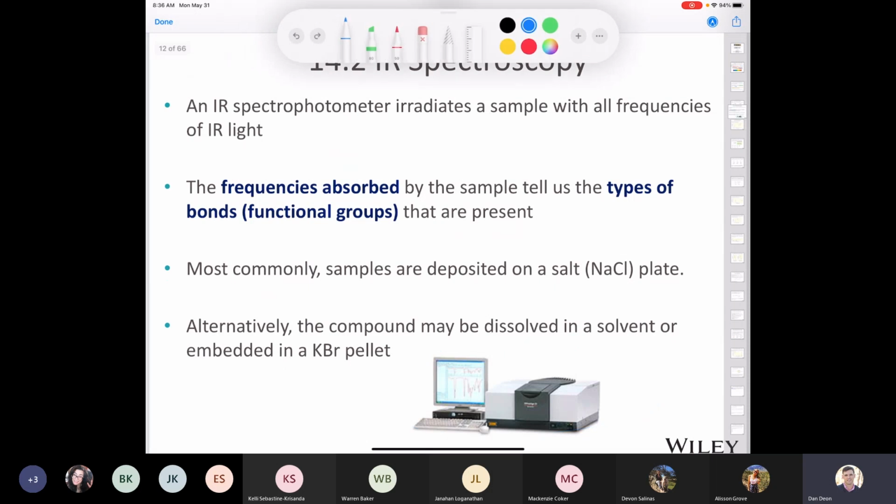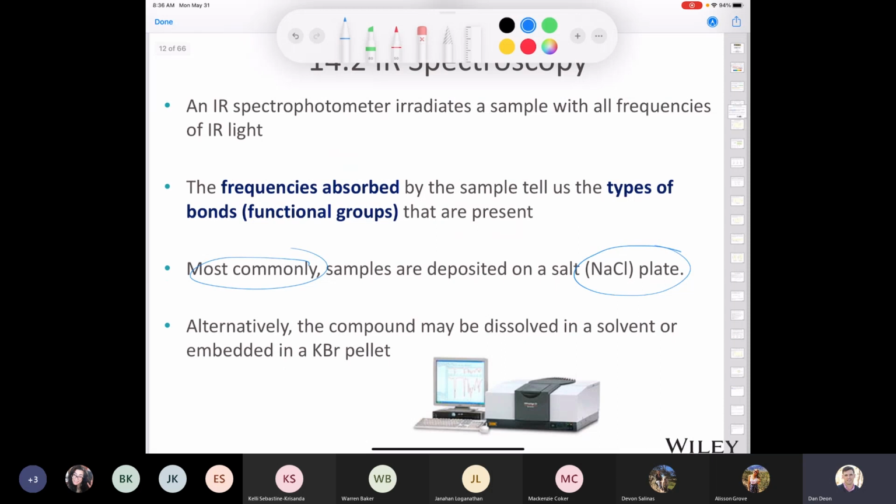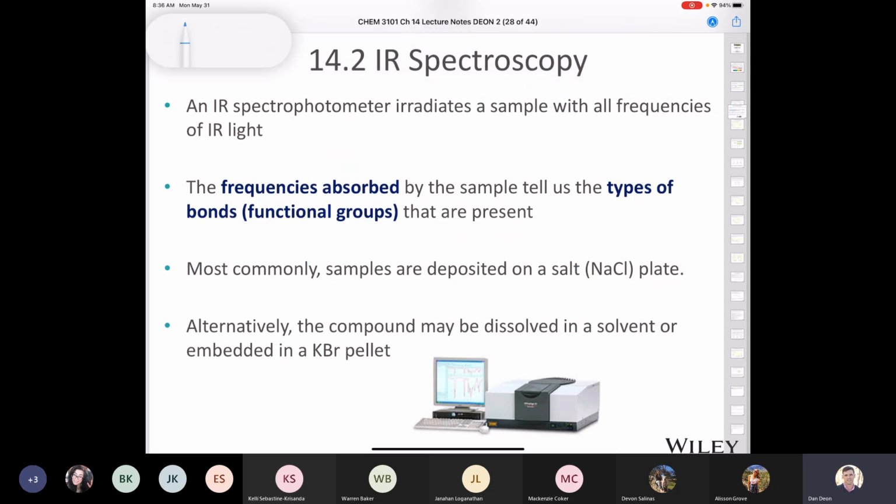Now, when I was where you are back in 1995, taking an infrared spectrum was a big pain. It was a huge pain because preparing the samples was very difficult. You had to prepare them on sodium chloride plates. And so it says most commonly the samples are deposited on the sodium chloride plate. Not true anymore, my friends. This is 2021. We have much better ways of running infrared spectra.